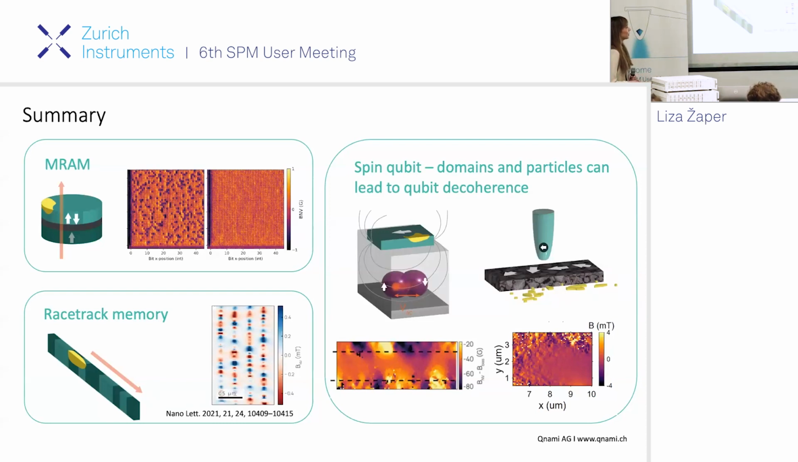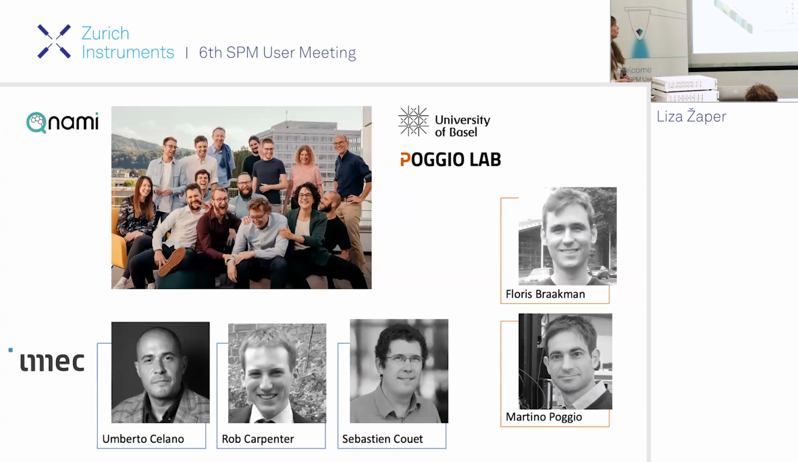And with this, I would like to close the talk. We've seen a couple of examples of scanning NV magnetometry application on MRAM, racetrack memories, and spin qubit.